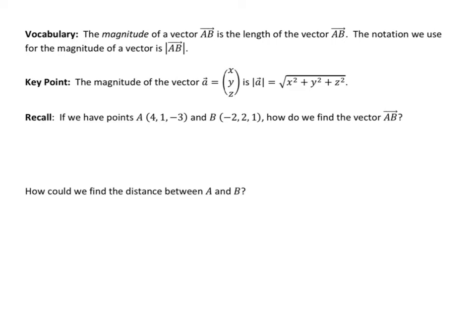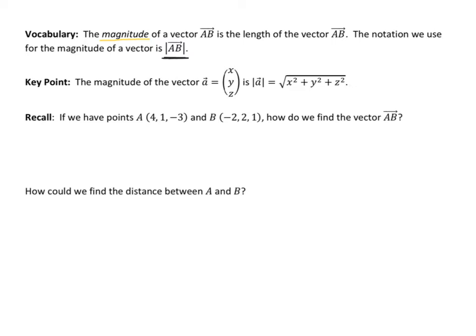The vocabulary word we're picking up right now is magnitude. The magnitude of a vector AB is just the length of that vector. The notation that we're going to use for this looks a lot like absolute value. So if you want to talk about the magnitude of a vector AB, you write the vector AB with absolute value bars around it.